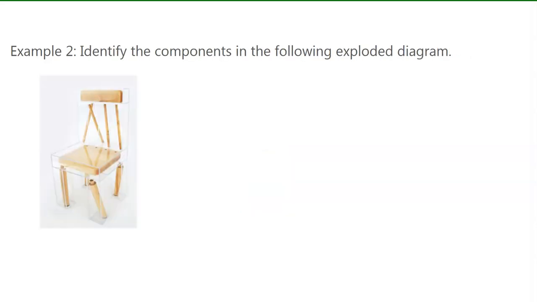Now example 2. It says, identify the components in the following exploded diagram. We can of course recognize this as a chair, where the individual components consist of a set of legs, a seat, the back rails, and then this piece here, which we call the top rail. So all together, of course, it is a chair.